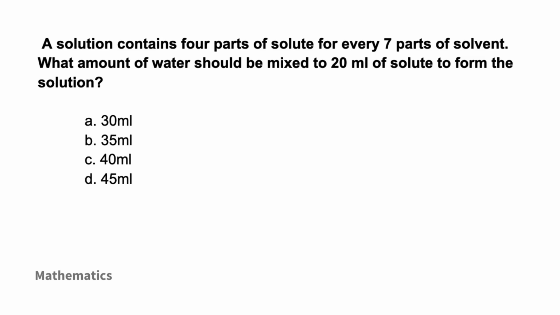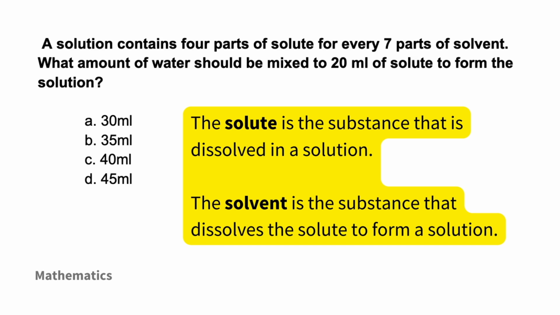To find the amount of water or solvent that should be mixed with the solute to form the solution, with the given ratio, we can set up a proportion based on the given information. So in this case, if it's been a while since you have looked at some of these math and science terms, remember that the solute is the substance that is dissolved in a solution, and the solvent is the substance that dissolves the solute to form a solution.